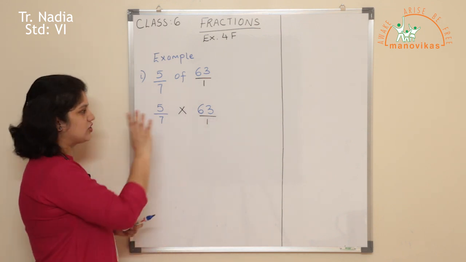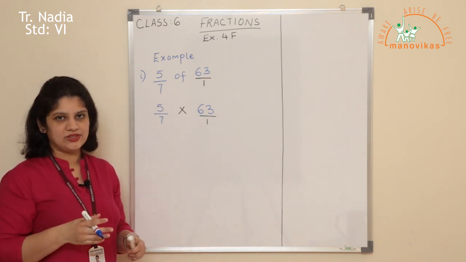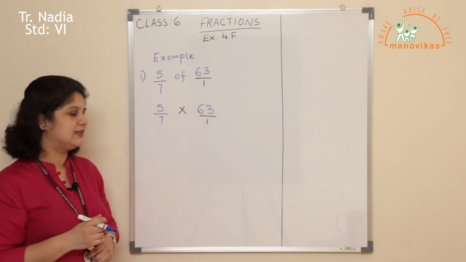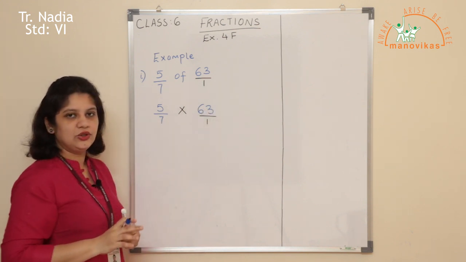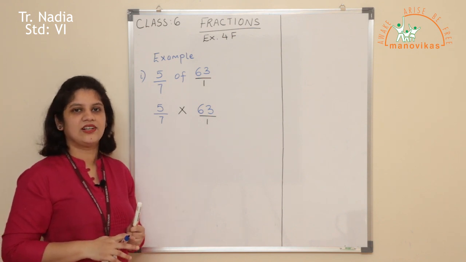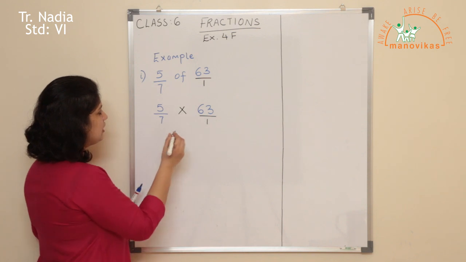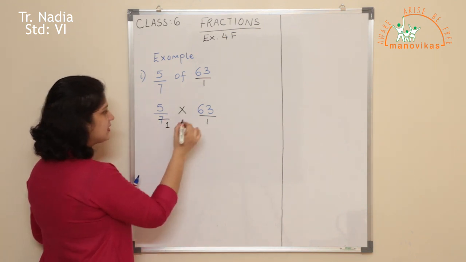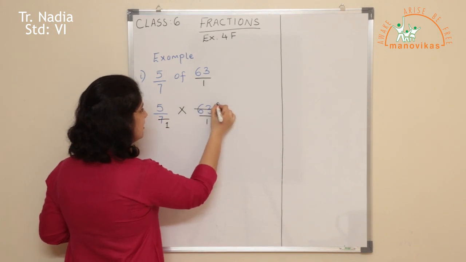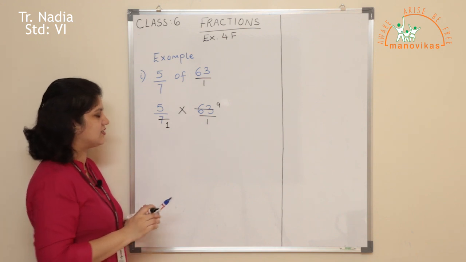Now, once your question is in this form, the next step that you have to do is reducing to simplify the numbers. Now, you can look here, 7 and 63. Do you know in which table 7 and 63 come? Yes, it is the 7 times table. So, I will make use of the 7 times table to reduce this. 7 ones are 7, 7 9s are 63. So, I have reduced 7 and 63.